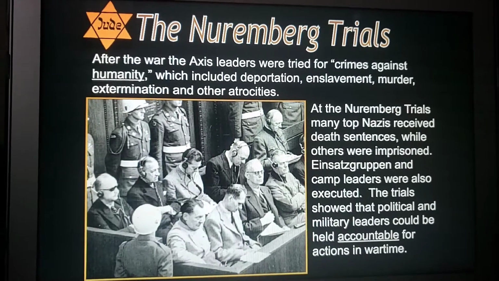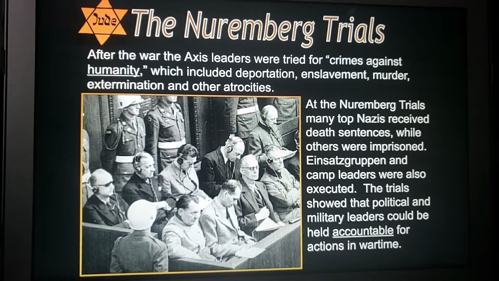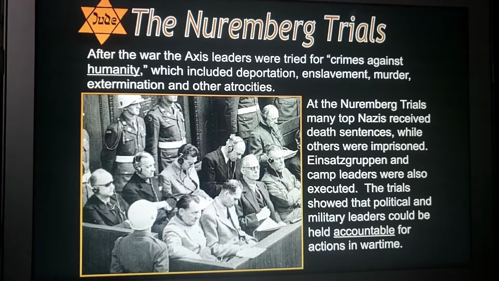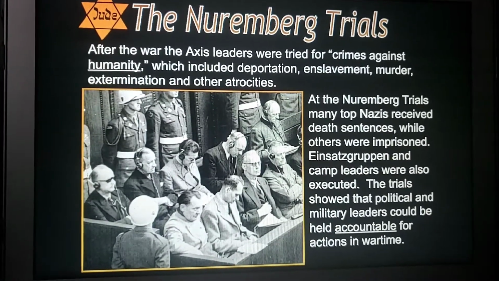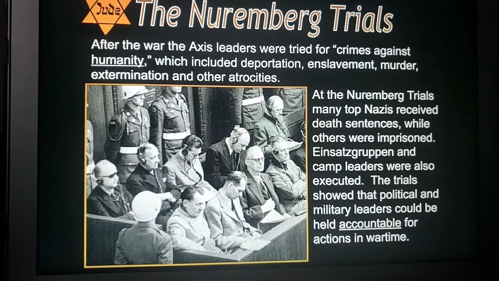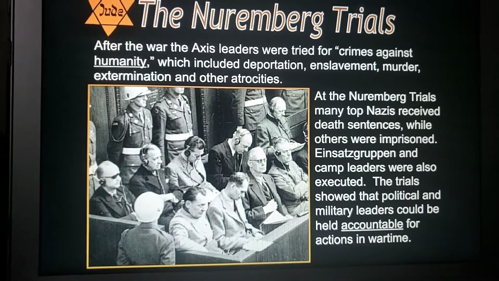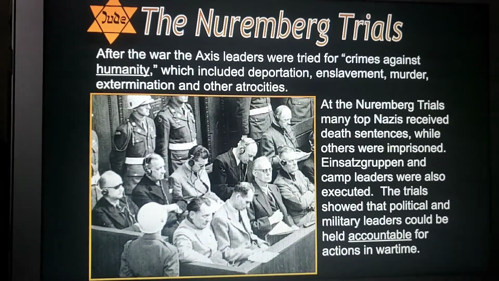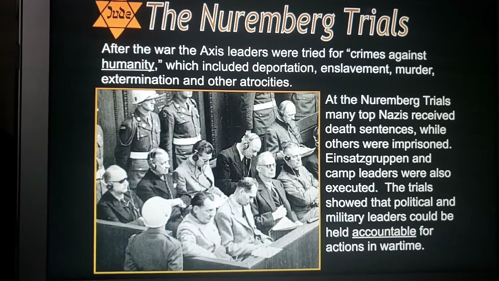And at the Nuremberg trials, many top Nazis received death sentences or long imprisonments. Several Einsatzgruppen and camp leaders were also executed. The trial showed that political and military leaders could be held accountable for actions in wartime. That last sentence is huge.